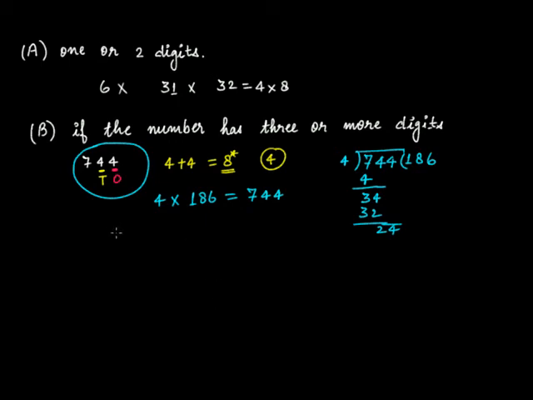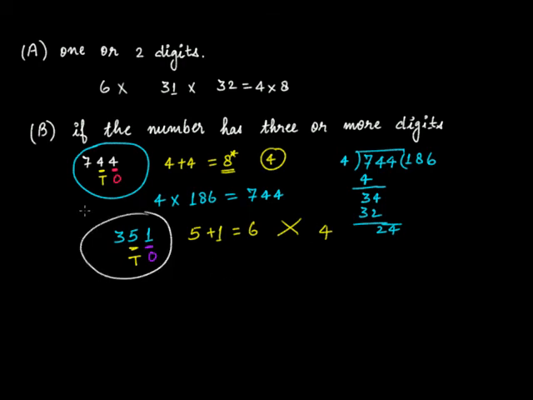Now if someone asks whether 351 is divisible by 4 or not? So at the ones place you have 1, and at the tens place you have 5. So if you add 5 plus 1, you'll get 6. Of course, 6 is not divisible by 4. Therefore, this whole number will not be divisible by 4. And you can cross check it.